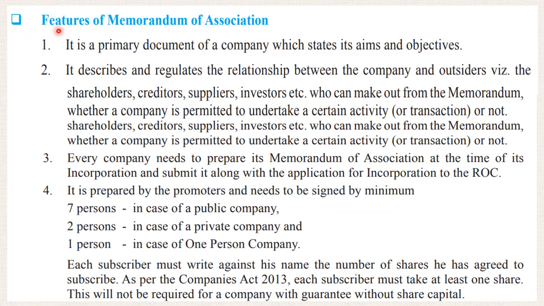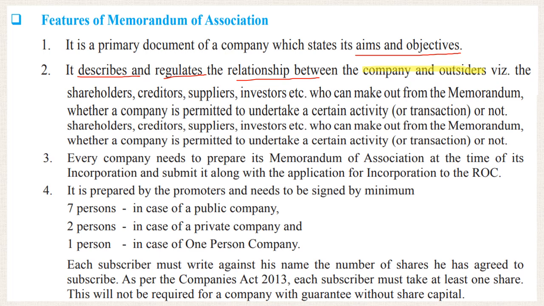Let us now understand some of the features of Memorandum of Association. It is the primary document and it states its aims and objectives. You need to remember aims and objectives. It regulates the relationship between the company and outsiders.